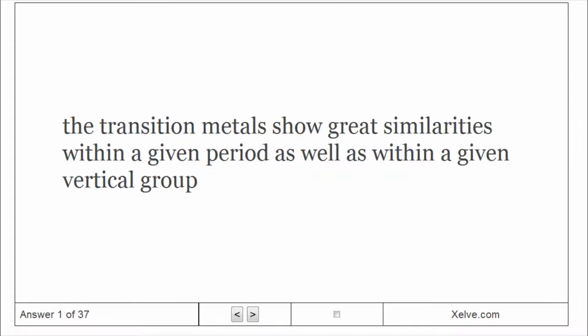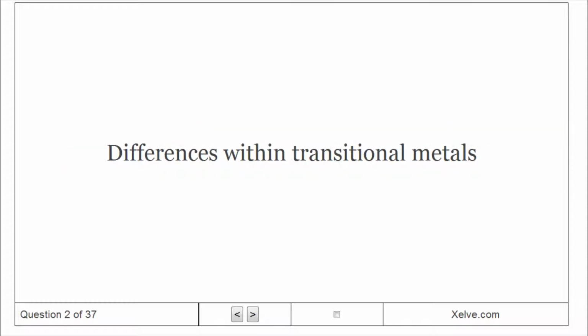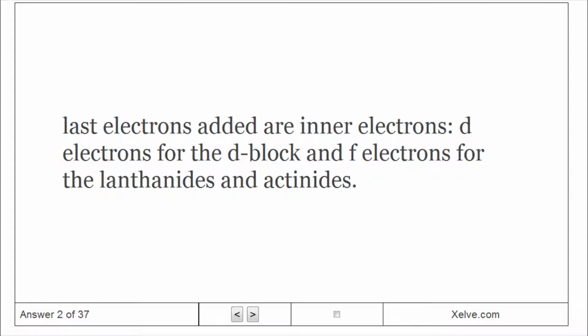General properties. The transition metals show great similarities within a given period as well as within a given vertical group. Differences within transition metals: the last electrons added are inner electrons, d electrons for the d block and f electrons for the lanthanides and actinides.